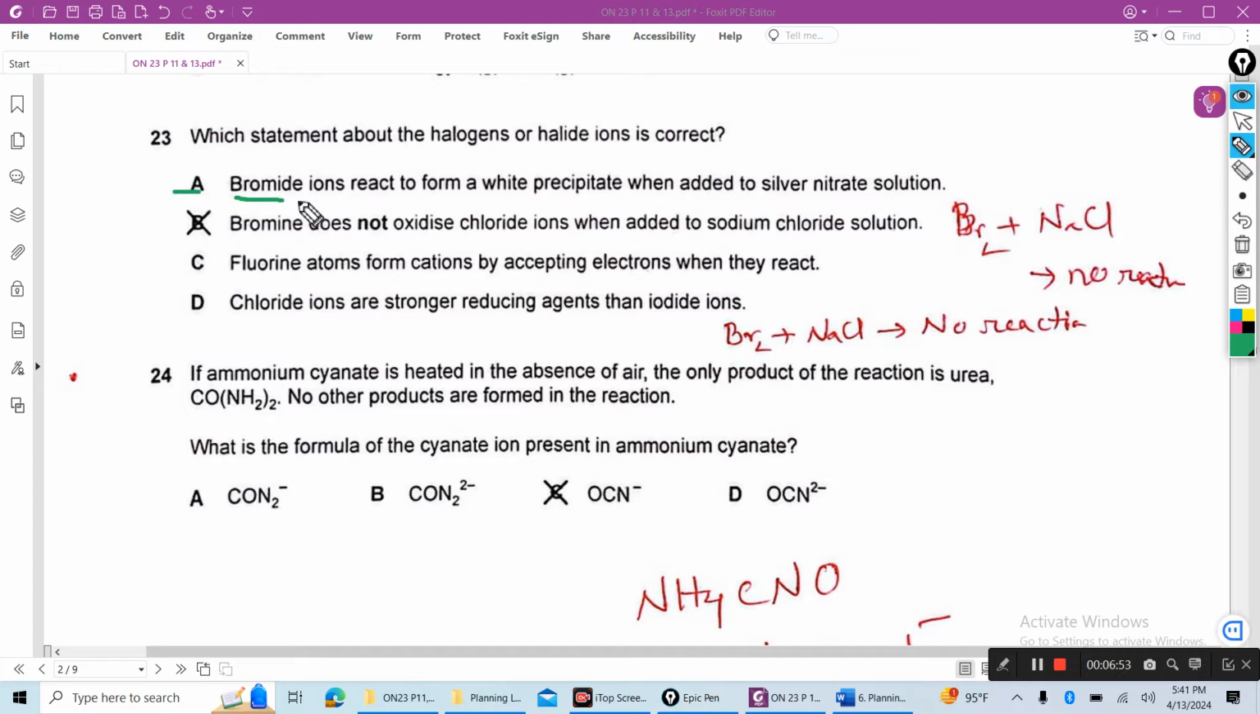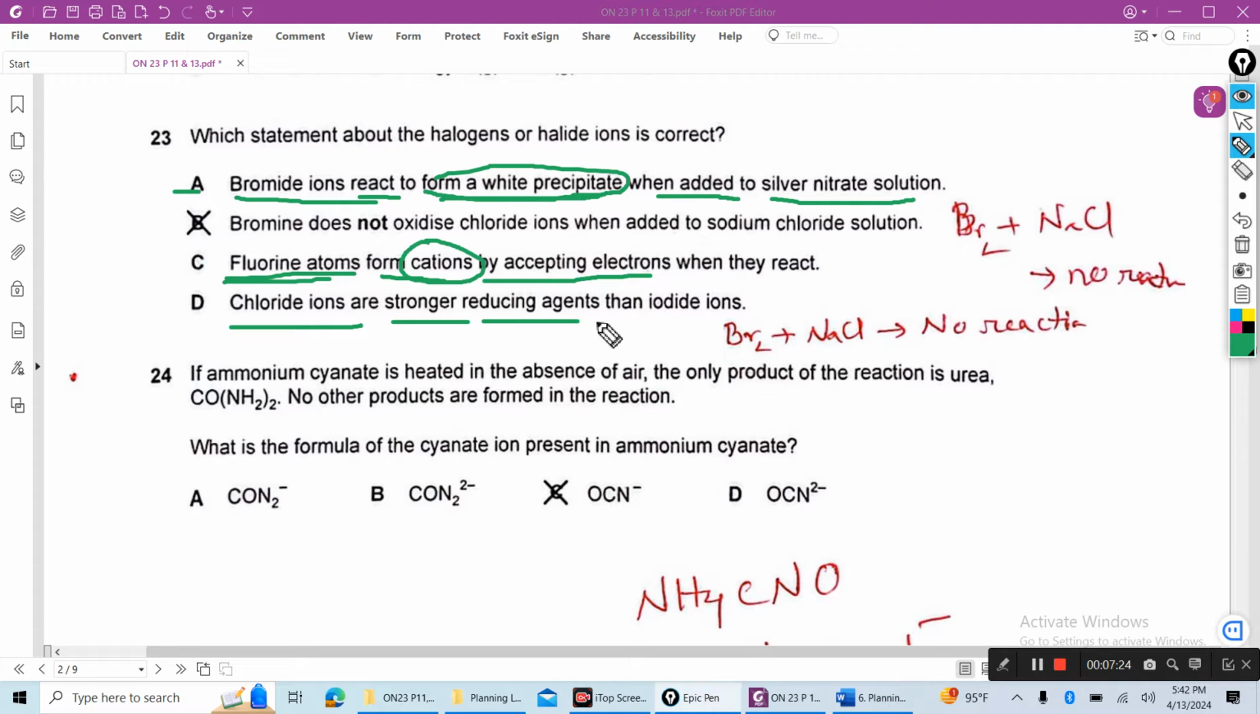The other options are wrong. Bromide ions react to form a white precipitate when added to silver nitrate solution? No, bromide ion produces a pale yellow precipitate, not white. Fluorine atoms form cations by accepting electrons? No, fluorine as a non-metal gains electrons to form negative ions, not cations. Chloride ions are a stronger reducing agent than iodide ion? This is wrong. Iodide ion is a stronger reducing agent than chloride ion.